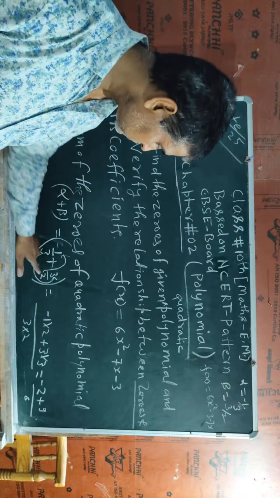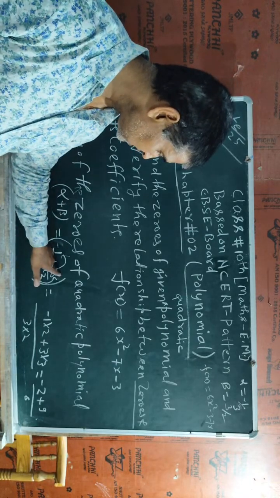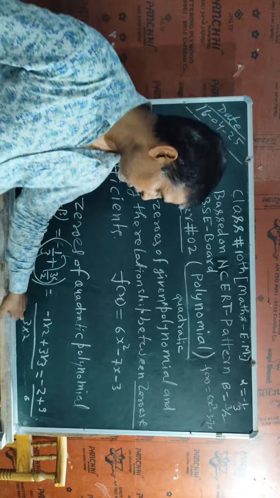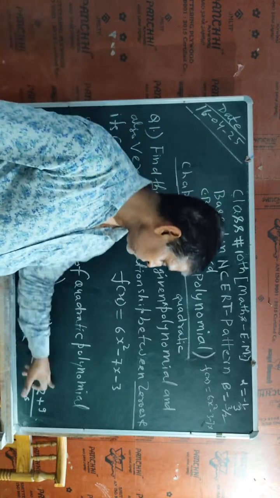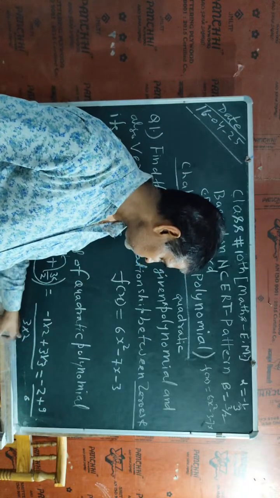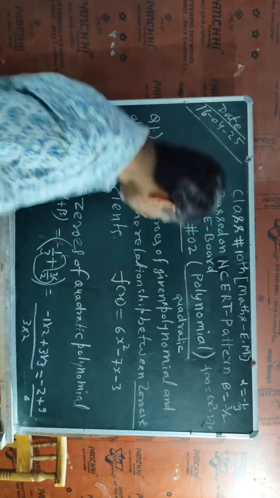So 2 is multiplied with minus 1 and 3 is multiplied with 3, and in the denominator I will write 3 into 2. So I have written here 3 into 2. So 2 into minus 1 will become minus 2, and 3 into 3 will become 9. Now 3 into 2 will become 6. Okay, student. So after subtracting I will get its value.